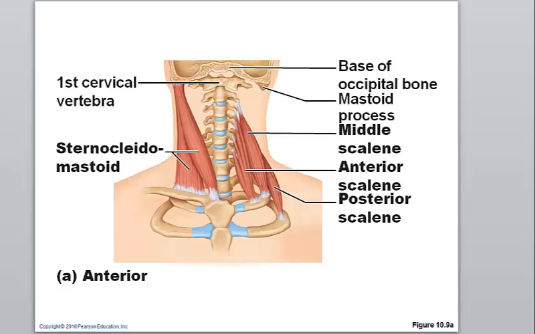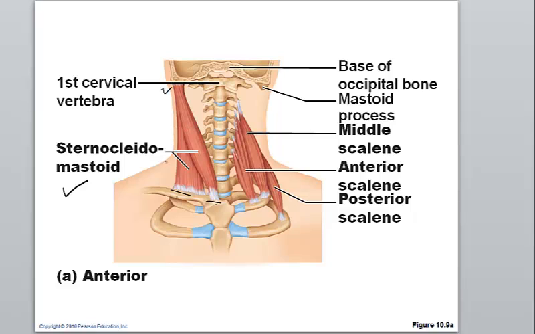Okay, so over here you see your sternocleidomastoid muscle right over here. Like I said, the origin is from the clavicle over here and the sternum, sternocleido, and then the insertion is the mastoid process of your temporal bone behind your ear. So that's basically why the muscle is named like that, sternocleidomastoid.